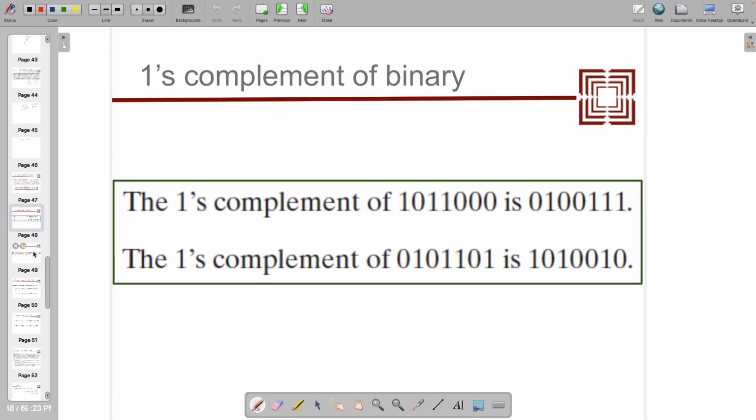Now again, one's complement is too easy, you just have to invert the bits. If you have to find the one's complement of 1011 000 0101 101, it is simple. This becomes 0, this becomes 1, this becomes 0, this becomes 0, this becomes 1, this becomes 1. Super easy, right? In this case, 101 0010. Is it okay? No problem.